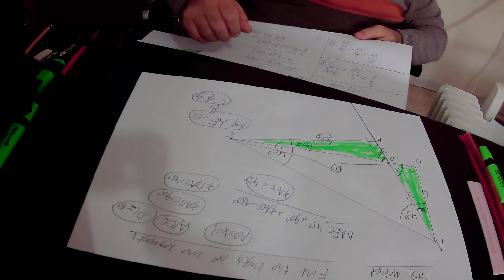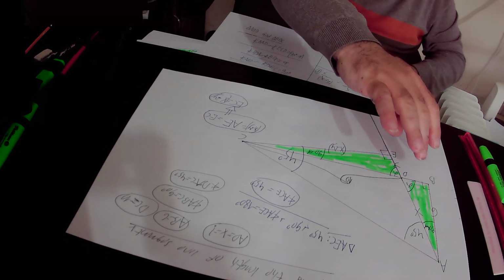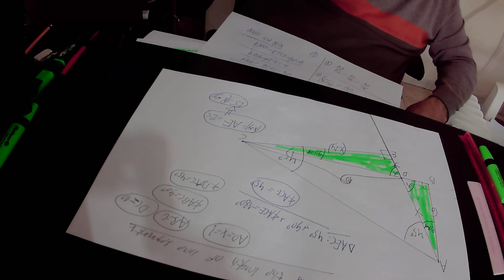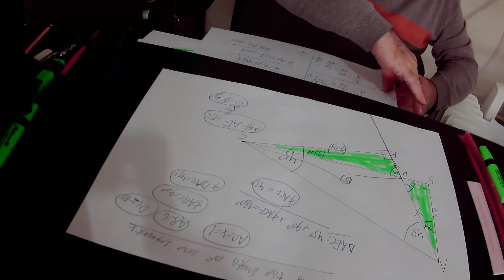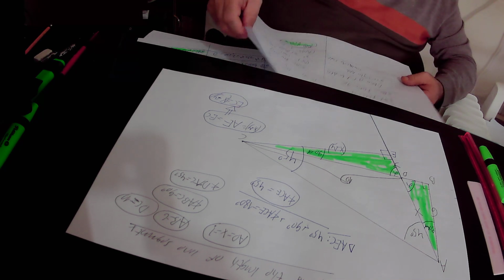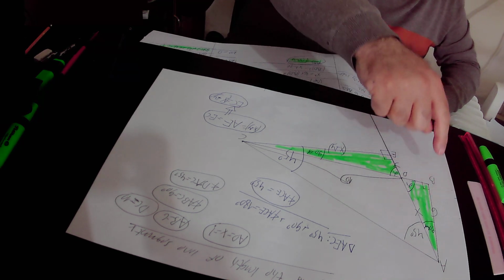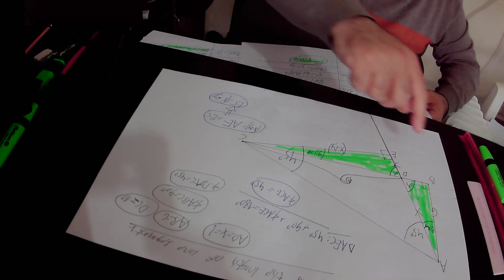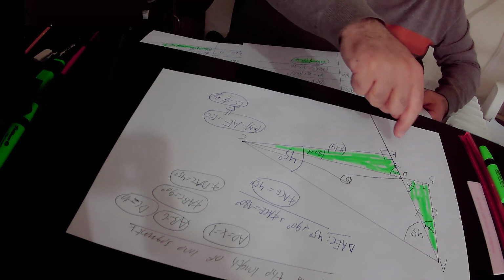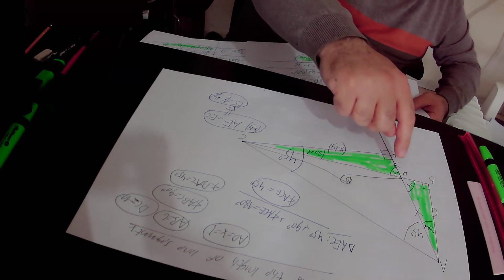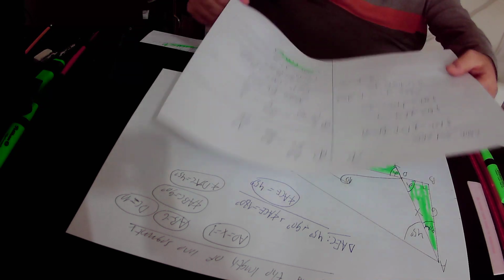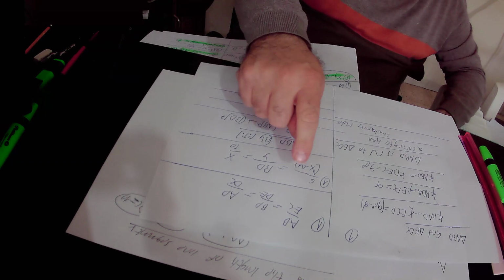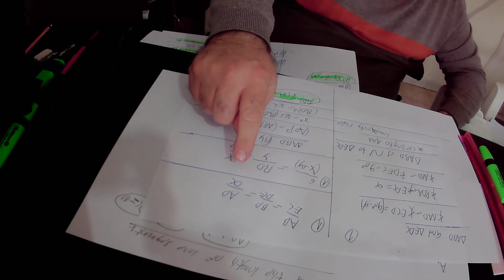From the fact that those two right triangles are similar to each other, we conclude that the following relationship exists between their sides. That is to say, AB over EC equals BD over DE equals AD over DC.